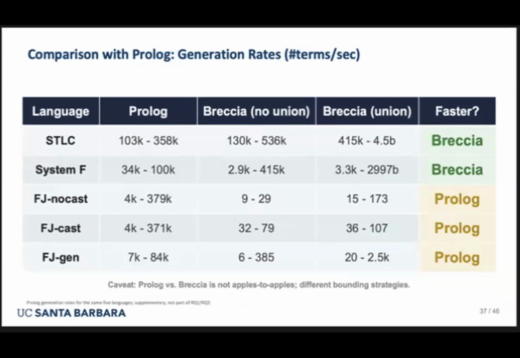This is just showing you, like I said before, that with simpler type systems, Breccia is much faster, but when we look at the more complex type system, Prolog is still a lot faster. But it should be noted that this isn't an apples to apples comparison, because when it takes too long we have to cut it off, so it's not exhaustive, and we're exploring a different state space, and they use different bounding strategies as well.